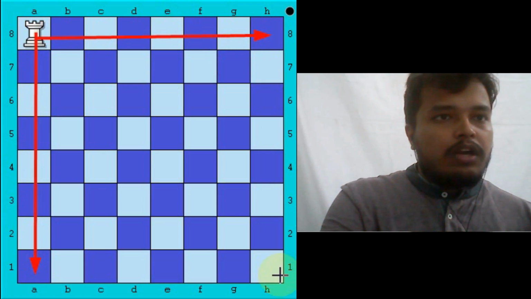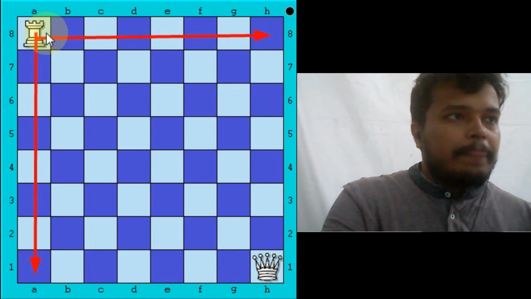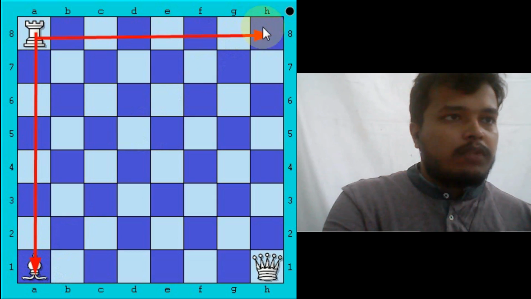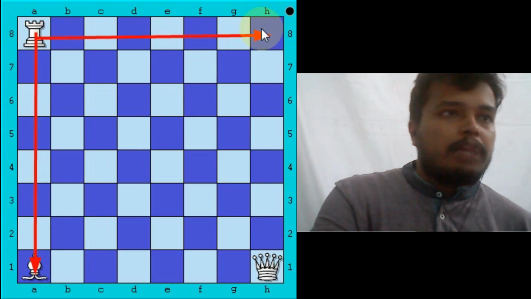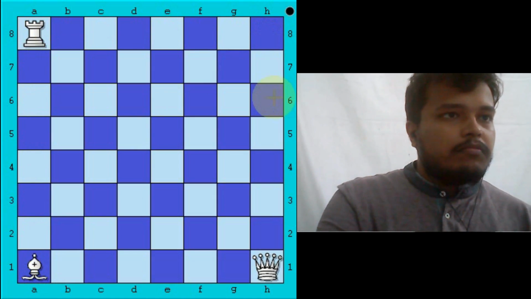Now if a queen is placed at h1, let me show you. Queen is placed at the h1 square, it attacks 3 squares: a8, h8 and a1. And if you place the bishop at the a1 square, then it attacks only one square, which is the h8 square. So the game here is that you can place any number of pieces at the corners, only one piece per corner.